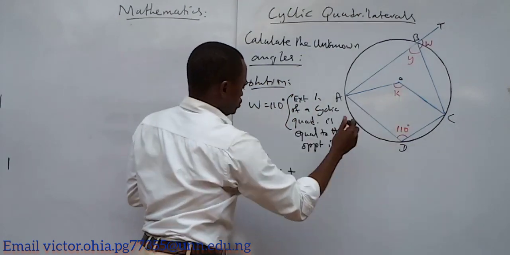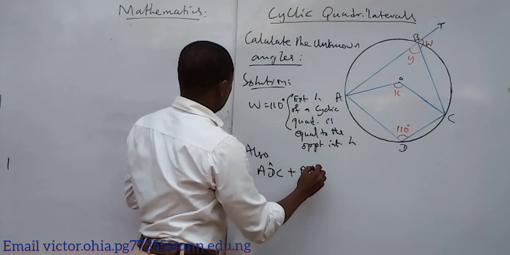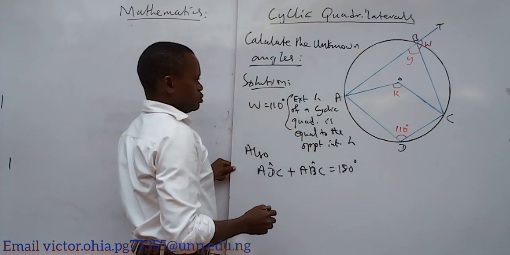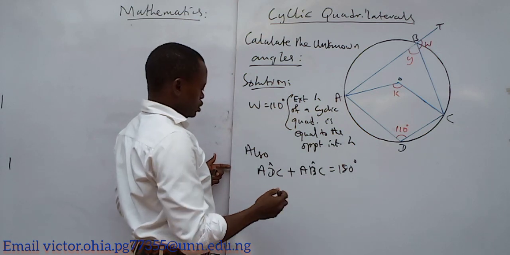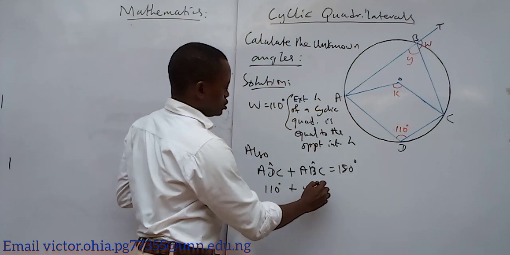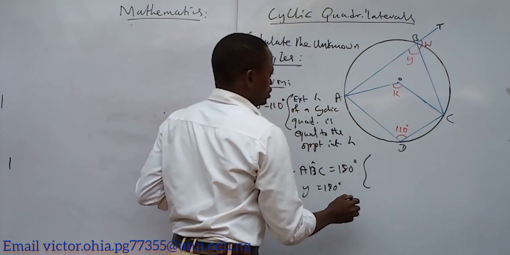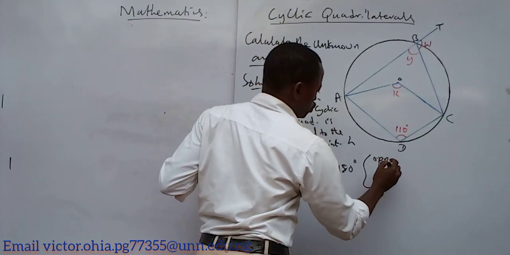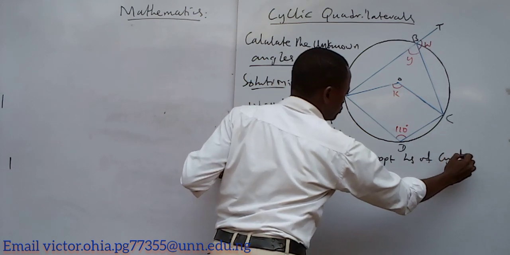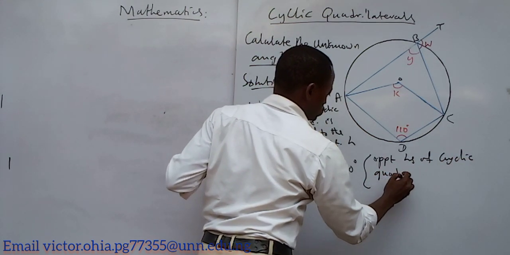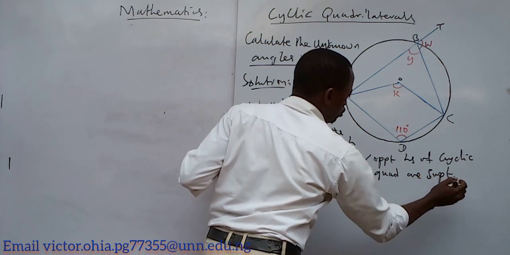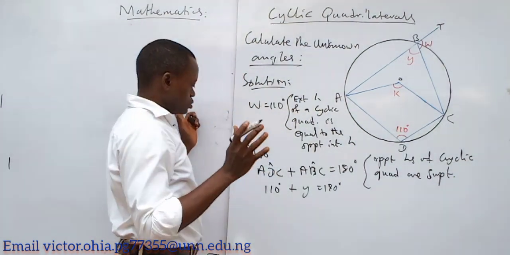plus this angle ABC is equal to 180 degrees. Why? What is going on here? 110 degrees plus y is equal to 180 degrees. What is going on here? Opposite angles of a cyclic quadrilateral are supplementary, meaning they add up to 180 degrees. That's just what is going on there.